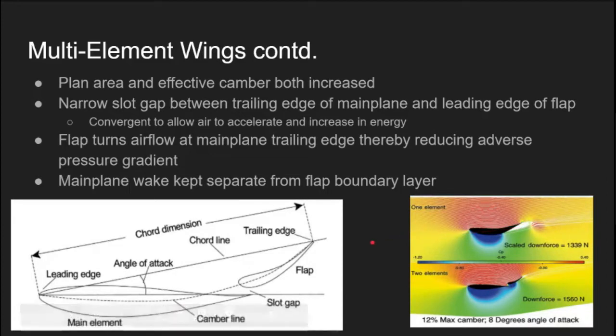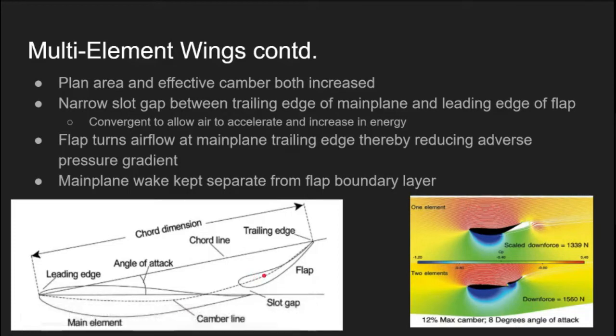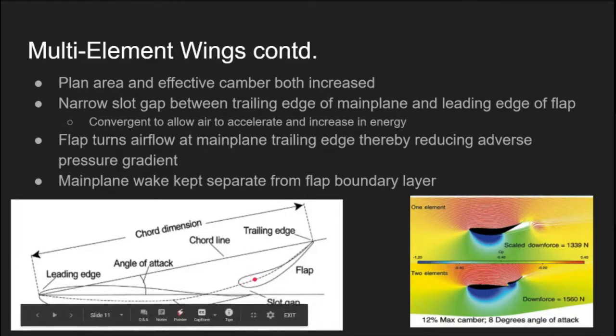So there's different effects that play into what happens here. First, the actual area and camber are both increased. Second, you'll notice that there's this narrow gap between the trailing edge of the main element and the leading edge of the flap element, right? And when you're doing a multi-element wing, you always have to make sure to have the flap overlap the main plane element, right?